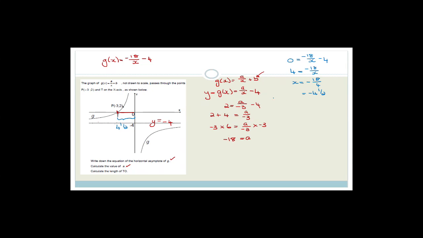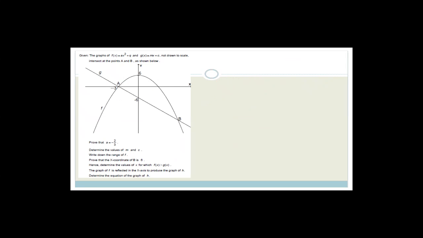And you have to be careful with this, Grade 10s. Even though we worked out the value of x is minus 4.5, you need to realize that the length is 4.5, and they've asked you for the length. So you don't write minus 4.5, you write the length of 4.5. Okay, right. That's that question. Right, let's go on.